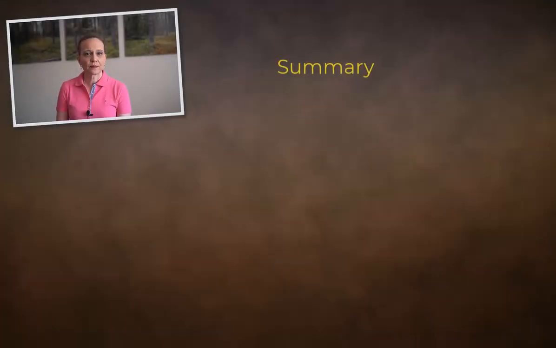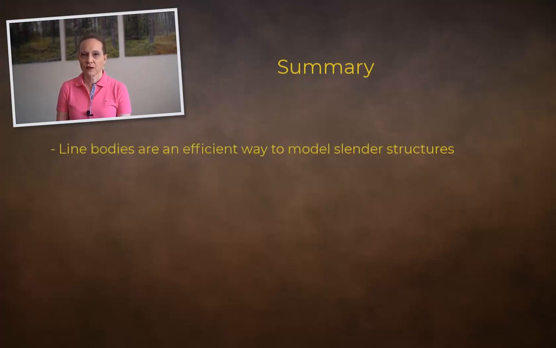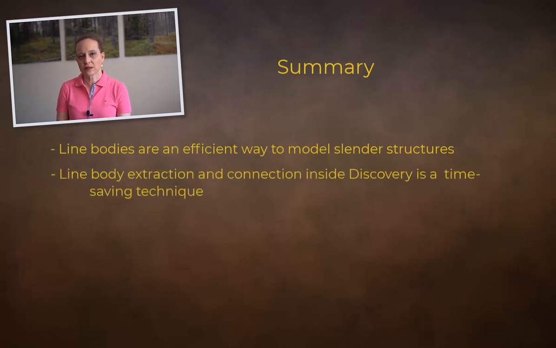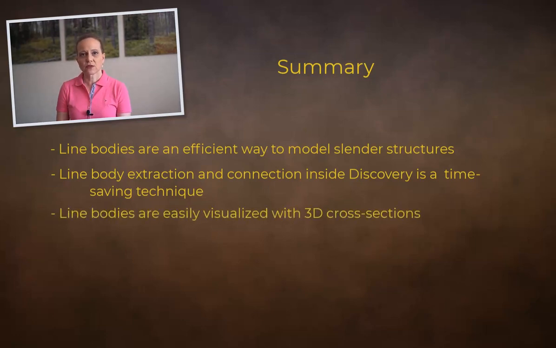So let's summarize. Line bodies are an efficient way to model slender structures. The creation of line bodies using extraction from the solid model inside Ansys Discovery is a time-saving technique to build and connect the line body models. The line bodies are easily visualized with their 3D cross-sections, useful both for verifying the beam orientation as well as results evaluation. Beam sections are easily specified and modified, allowing for quick design changes.